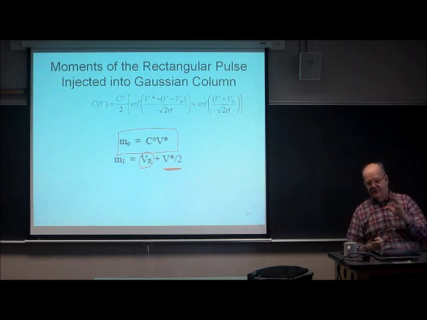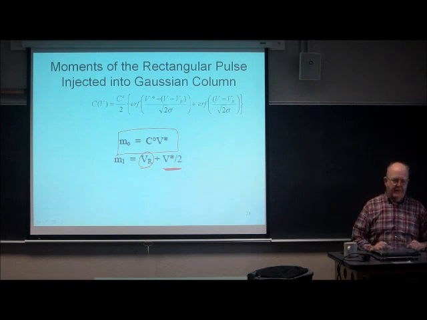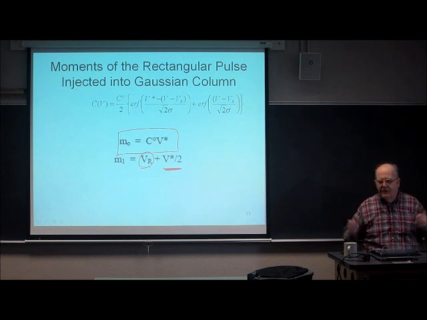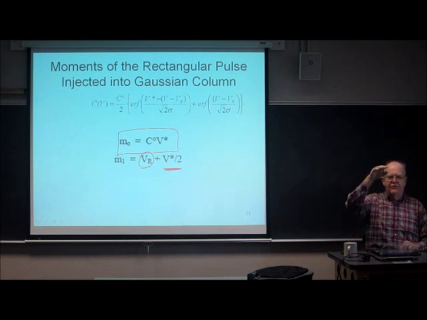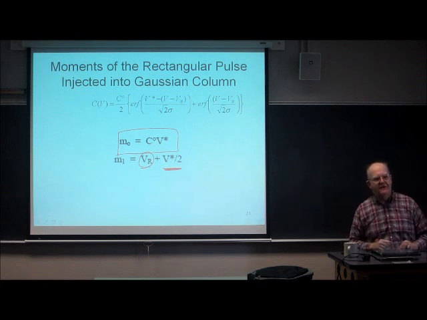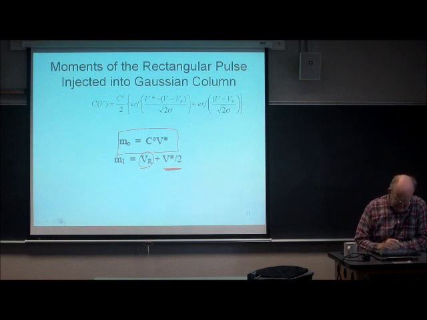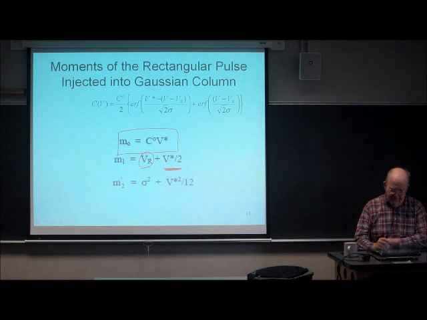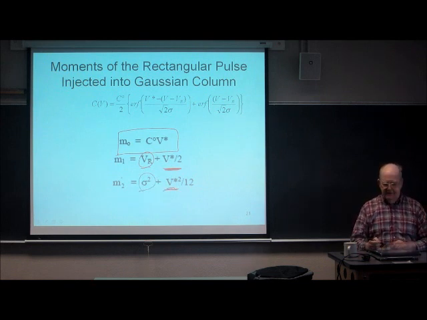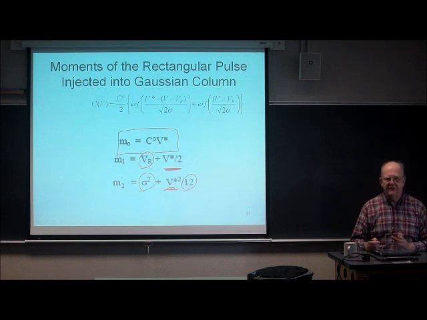If it was some other function, not a rectangular pulse, but a triangle, you could, if you wanted to, model the input distribution as another Gaussian, then it would be related to the sigma of the other Gaussian. And then the second central moment is the sigma squared of the Gaussian plus the injected volume squared divided by 12. Again, the 12 applies only to a rectangular pulse input type distribution.